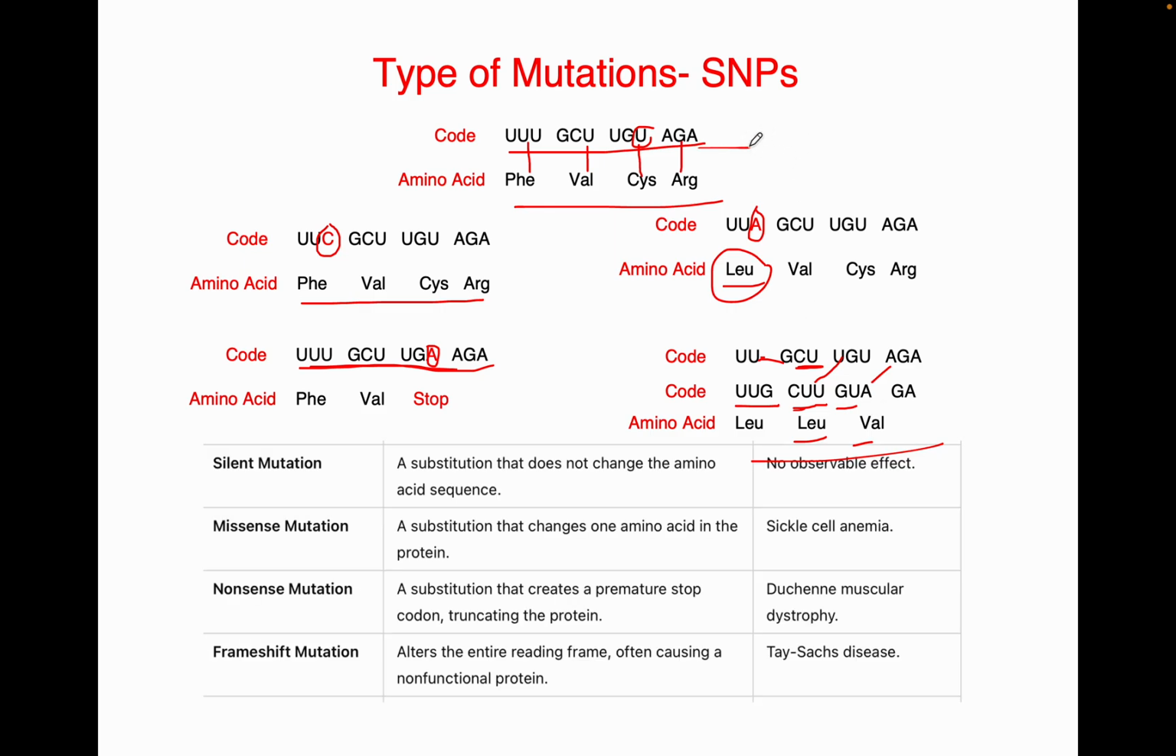These are some of the examples or definitions. The silent mutation, a substitution that does not change the amino acid sequence, which is happening here. Missense, a substitution that changes one amino acid in the protein, which actually happens in case of sickle cell anemia. And nonsense mutation, a premature or stop codon is there, just like Duchenne muscular dystrophy. And frame shift mutation alters the entire reading frame, often causing a non-functional protein. Tay-Sachs disease is an example.